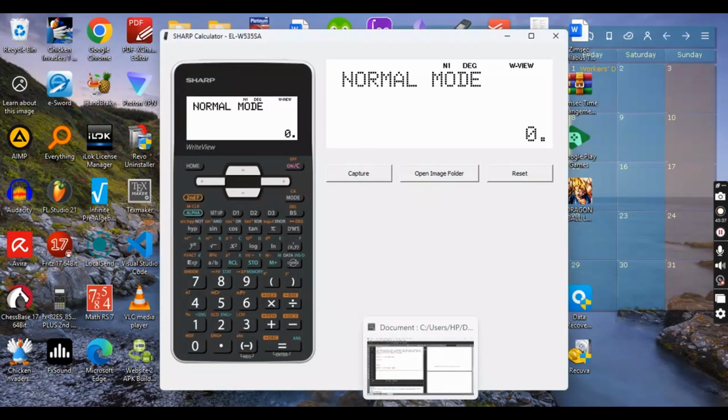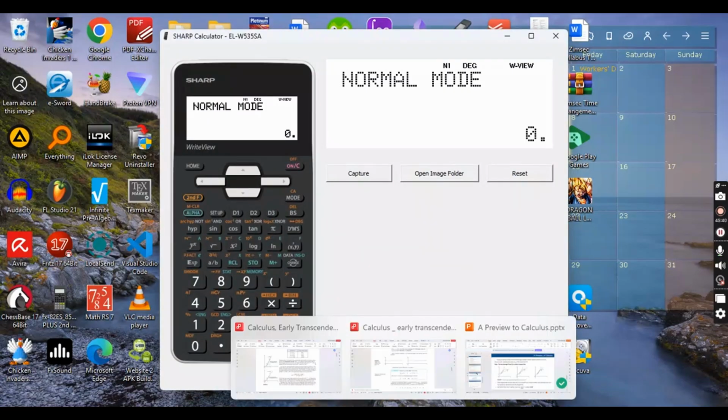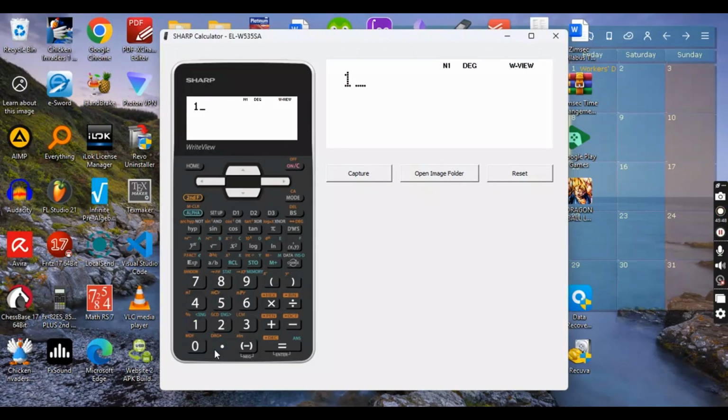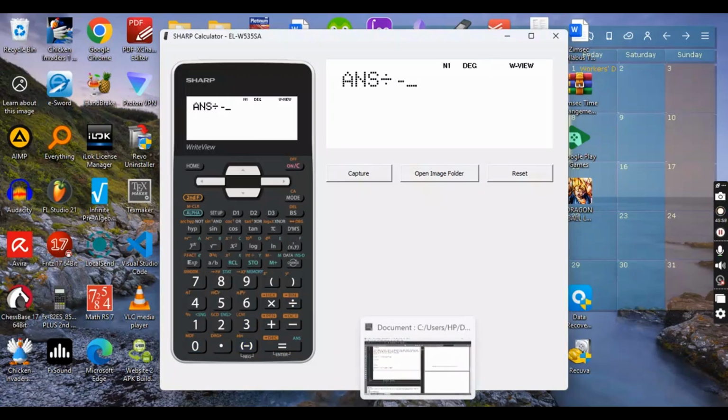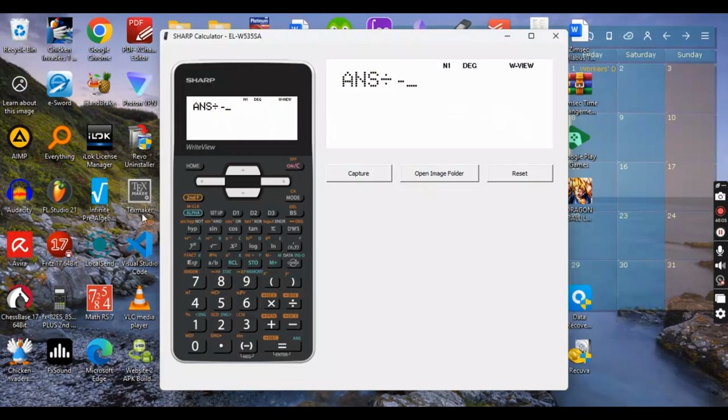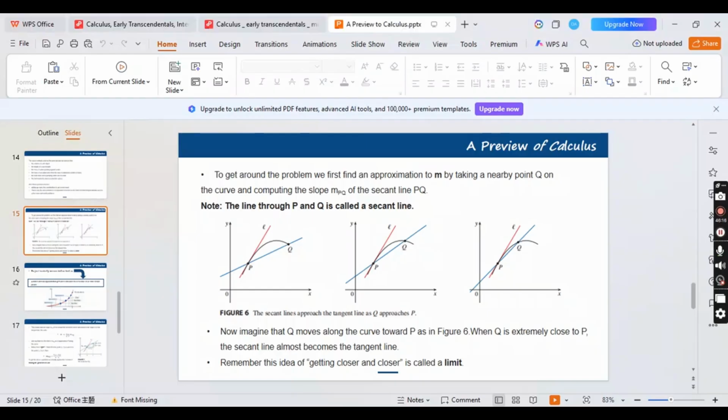We say 1,297 times 297 times 10,000 divided by negative 100. Got negative 66,855.